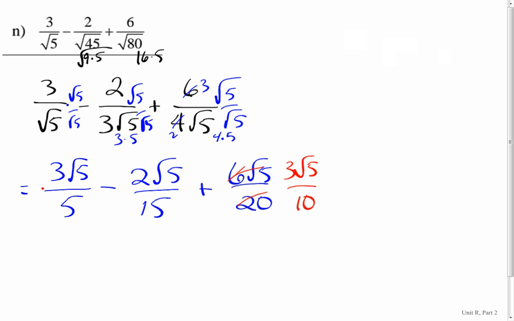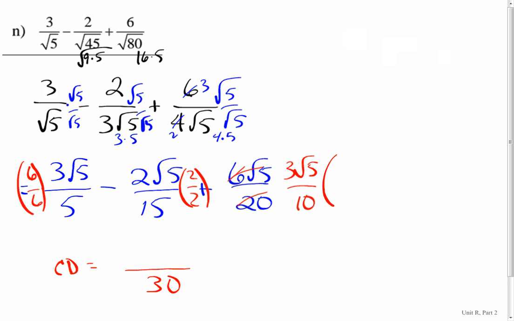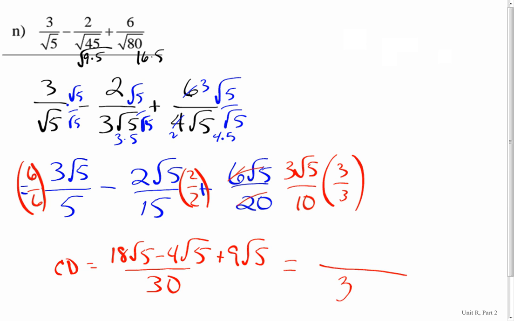So you're going to go through, I need 30s here, so the common denominator is 30. So I'm going to multiply this by 6 over 6, and this by 2 over 2, and this by 3 over 3. So then I'll end up with 18 root 5 minus 4 root 5 plus 9 root 5. So then your potentially final answer, unless we have to reduce more, you're going to get, I mean, 23 root 5 over 30.